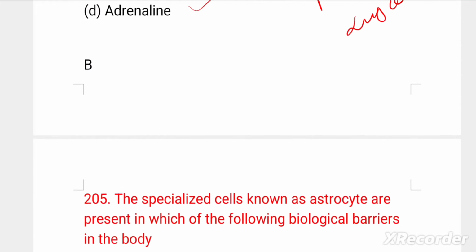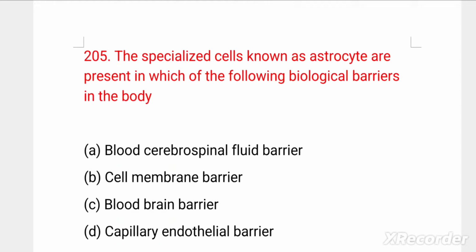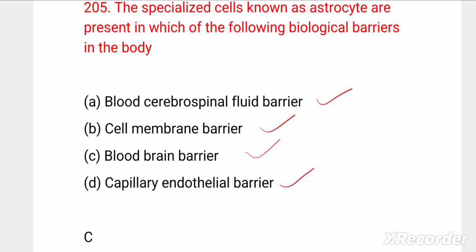Next question: the specialized cells known as astrocytes are present in which of the following biological barriers in the body? Options are blood cerebrospinal fluid barrier, cell membrane barrier, blood brain barrier, capillary endothelial barrier. Answer is C, blood brain barrier. The specialized cells known as astrocytes are present in the blood brain barrier.